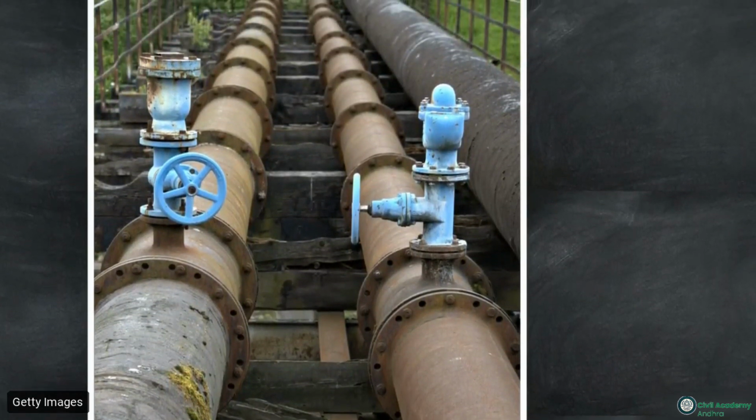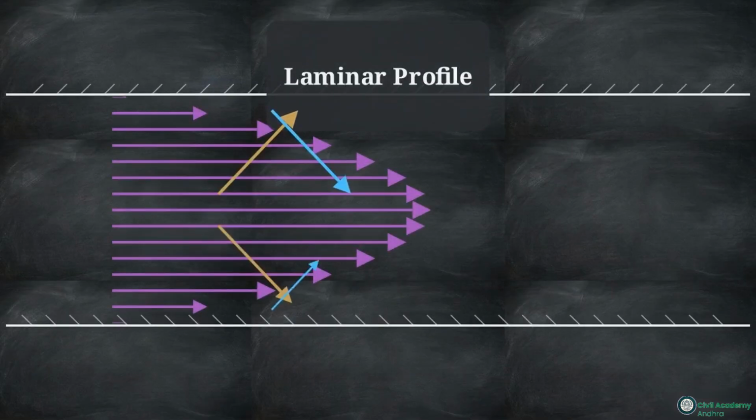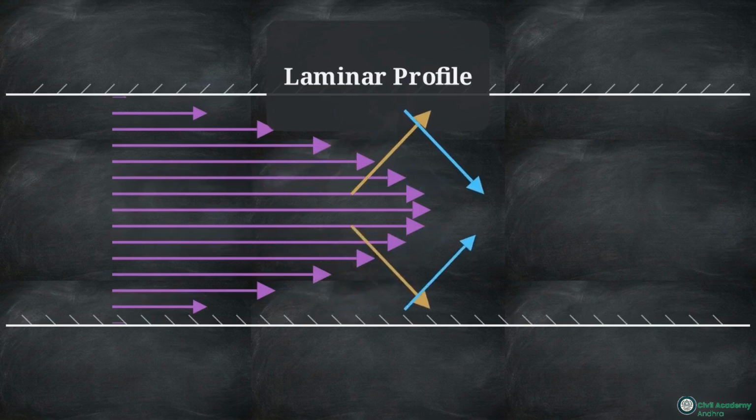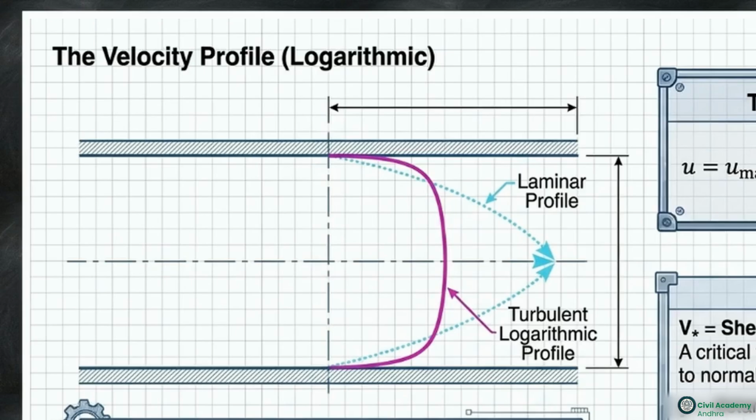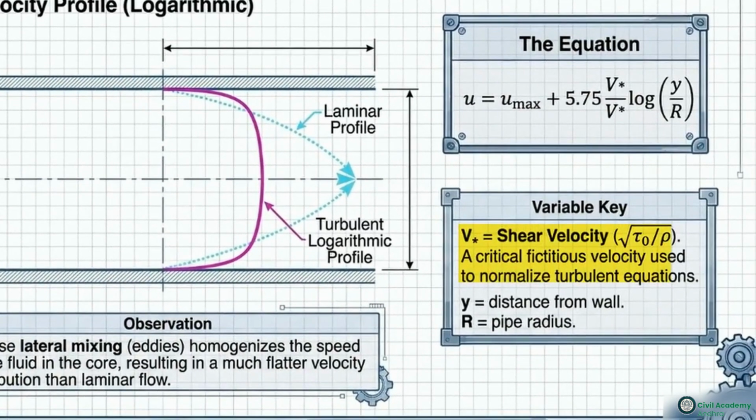factor. Constant lateral mixing pulls fast-moving fluid from the core toward the walls, which homogenizes the speed across the pipe's center. This graph compares the two states. The traditional parabolic profile of laminar flow is replaced by the flatter, turbulent logarithmic profile. To normalize these equations, engineers use shear velocity as a critical scaling parameter.